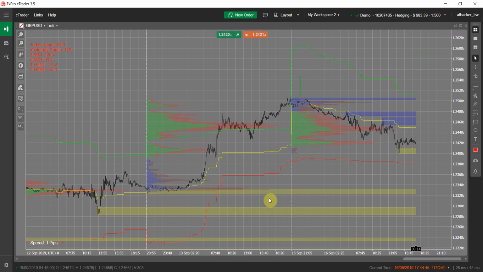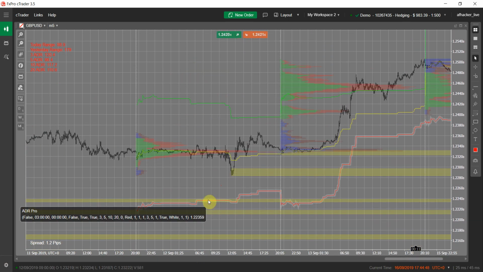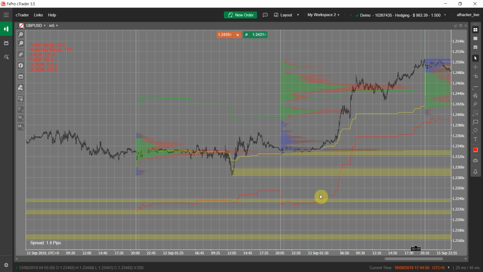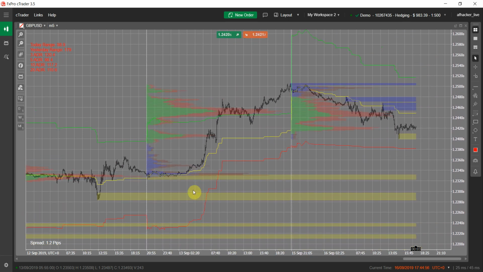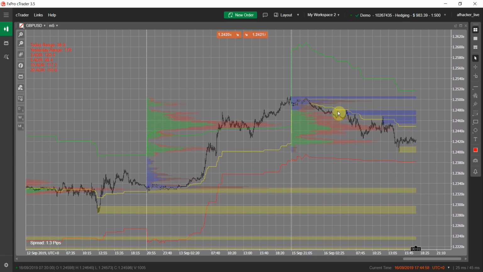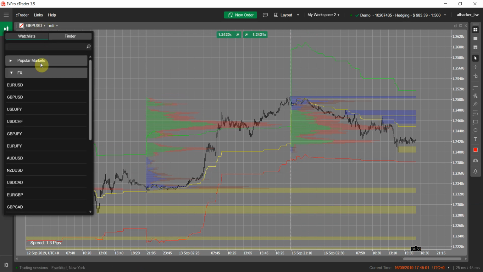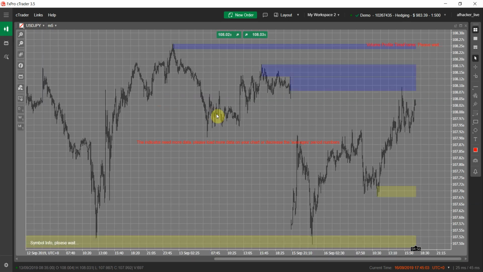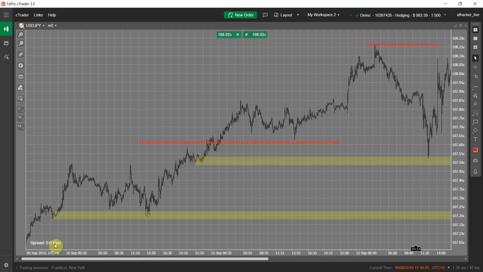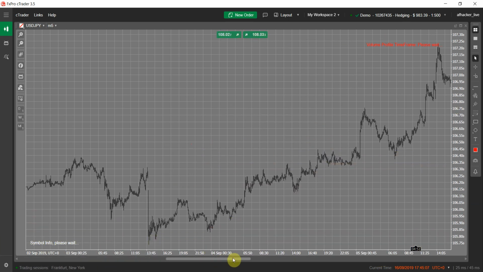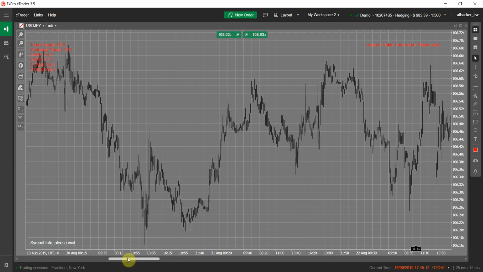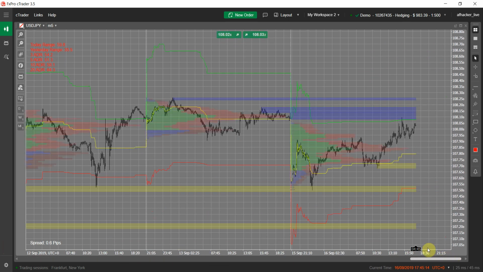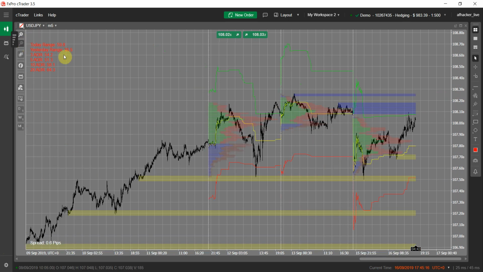Okay, let me see if I can find a setup on this chart for you. No, there is no setup on this chart. Let's go to USDJPY. I have to load more data for ADR. Okay, it's enough. Let's see.